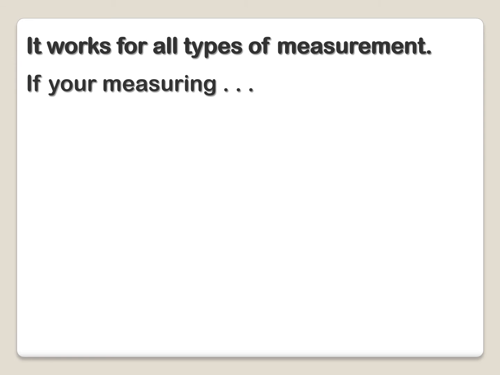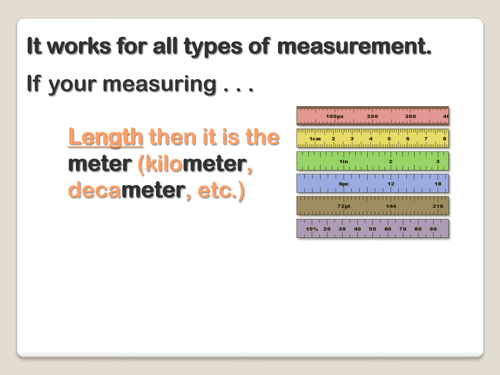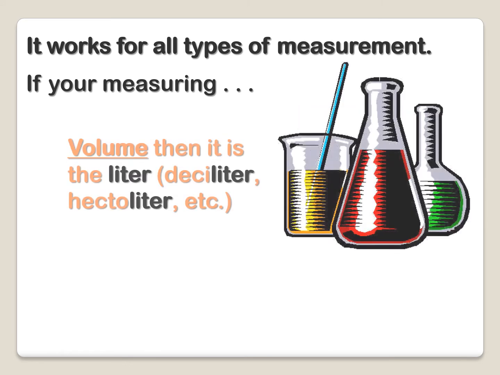If you're measuring mass, then the unit is the gram, so you will have centigrams or milligrams. If you are measuring length, then it is the meter, and kilometer and decameter are examples of using the prefix. Volume: then it is the liter, so it will become deciliter, hectoliter. Remember guys, these are prefixes that go in front of the unit.